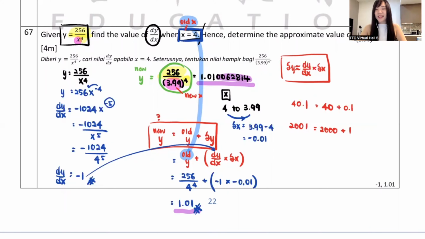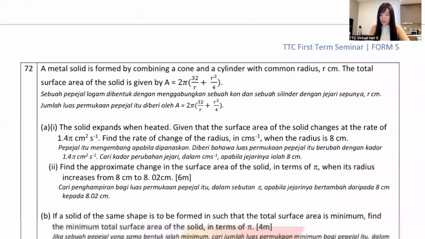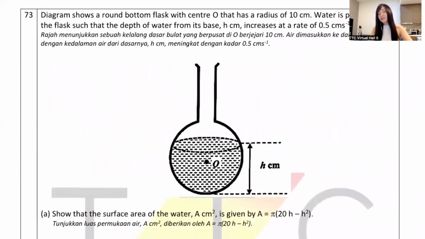Why suddenly everyone like cannot already, my dear? Can, good. Let's move on lah. 5, 4, 3, 2, 1. Done. 73. Let's jump to 73.